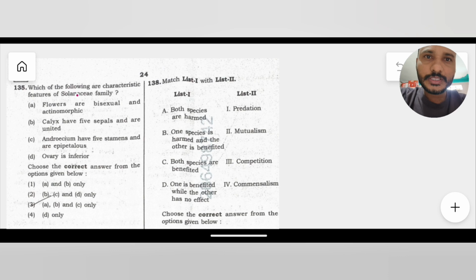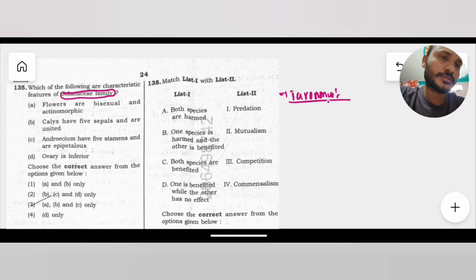Okay, next one. Which of the following are the characteristic features of the Solanaceae family? This question is from morphology of flowering plants, especially from taxonomy. Do you know who is the father of taxonomy? Carolus Linnaeus is considered the father of taxonomy.